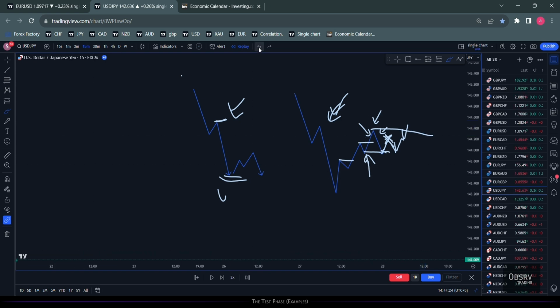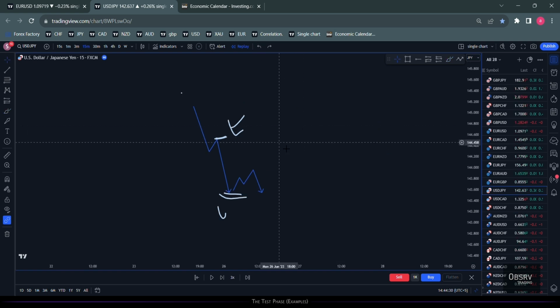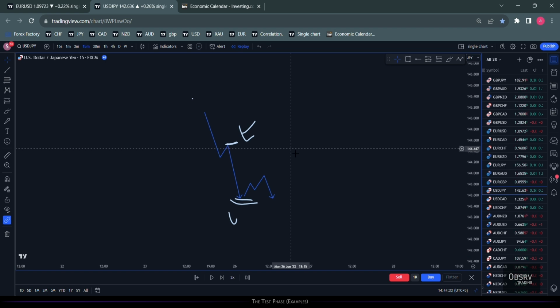Now, what I want you to do is come back to the first image that we started to draw. Forget everything else. Forget about the test phase. Forget about the seller coming back and all. Just stay focused on what I'm going to tell you next. Okay.